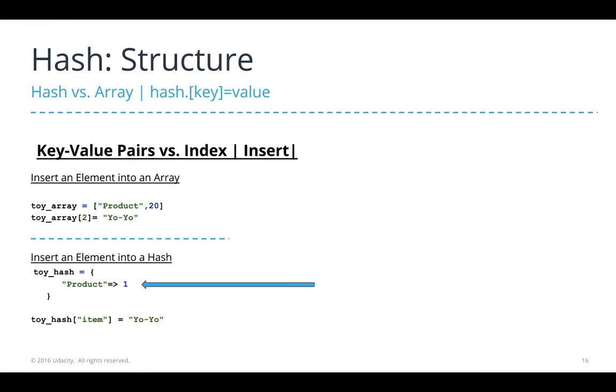Here we have a toyHash, which has one key-value pair, product as a string and key, and 1 as its value. To insert a new key-value pair into that hash, we essentially call on the variable named toyHash, hard brackets, name the new key, in this case a string item, and assign it to have a new value, which is in this case a string yo-yo.